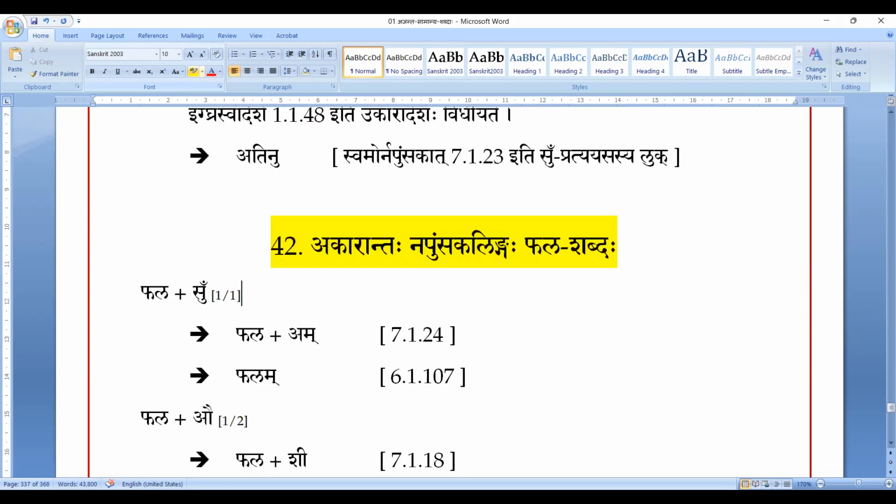You can see, Pala plus Su. It is an Akaranta Napumsakalinga Shabda. It is not Iganta. Therefore, there is no Num business. But Num happens by what sutra? Num happens, but not by Iko Chibhakto. Num happens by Napumsakasya Jhalachah. When does it happen? Sarvanamasthane Pratyaya Pare. So Napumsakasya Jhalachah applies when a Sarvanamasthana Pratyaya follows.